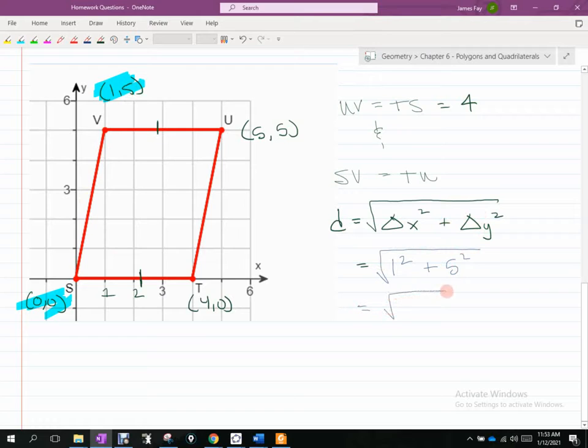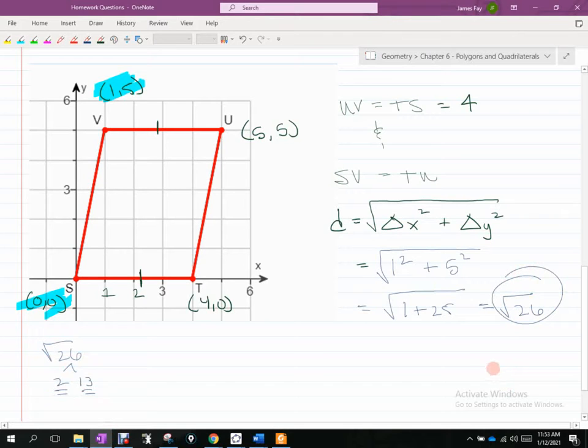And it gives me 1 plus 25, which is radical 26. And they ask us to simplify, so if I look at 26, it goes down to 2 and 13 as factors. 2 is prime, 13 is prime. So there are no perfect squares that divide radical 26. So radical 26 is fully simplified for us.